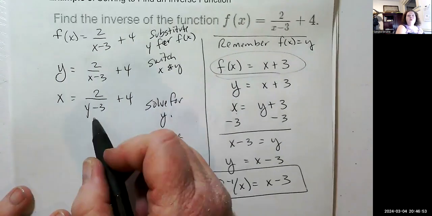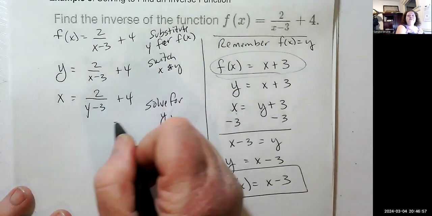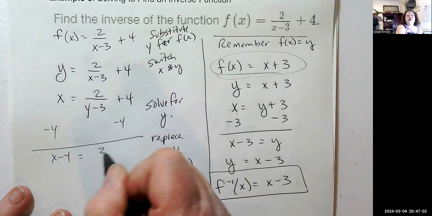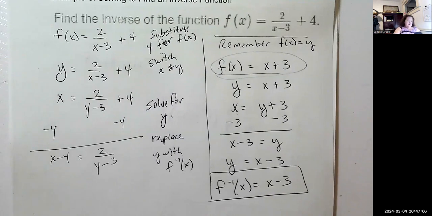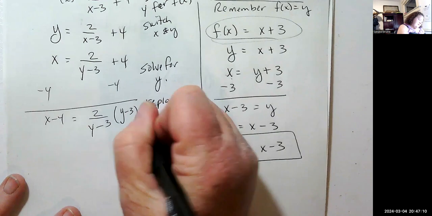Okay, solving for y. I'm going to subtract 4 from both sides. X minus 4 is equal to 2 divided by y minus 3. I need y to move up top, so therefore I'm going to multiply both sides by y minus 3.